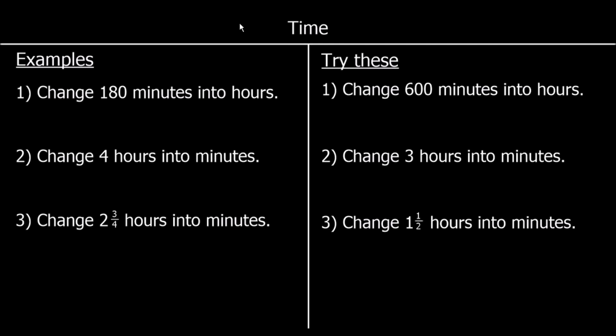So changing between hours and minutes, we need to know that there are 60 minutes in 1 hour. So 60 minutes is equal to 1 hour. So 180 minutes in example 1 is how many hours? So change 180 minutes into hours, and to change minutes into hours we divide by 60. So how many 60s go into 180? That is 3. So 180 minutes is 3 hours.